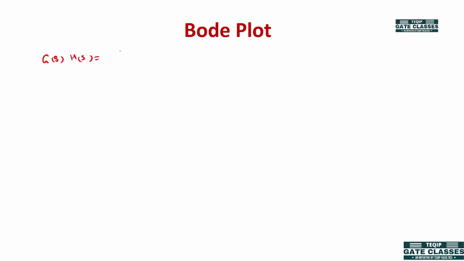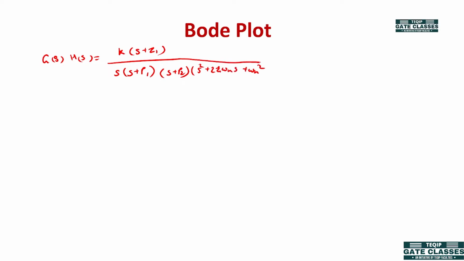So the first step in Bode plot is that our transfer function may be of the form K (s plus z1) upon (s plus p1)(s plus p2)(s square plus 2 zeta omega n s plus omega n square). So our transfer function may be in this form. So the first step is to convert it into time constant form.